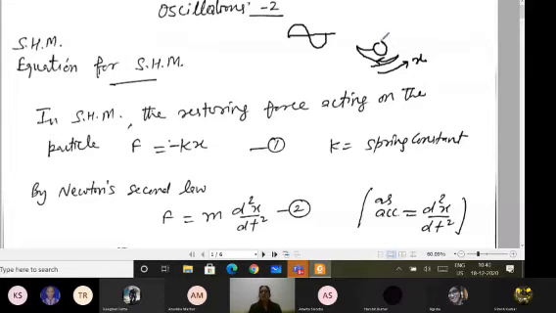Like if you are taking a metallic bob tied with a rigid support, a simple pendulum arrangement, and you make the bob go to the right hand side, then the restoring force acts on the opposite side. Displacement is along the right hand side, but the restoring force is acting opposite to that displacement. So this motion, if I can write in terms of sine or cosine, and the force is acting like this, then I may call it simple harmonic motion.